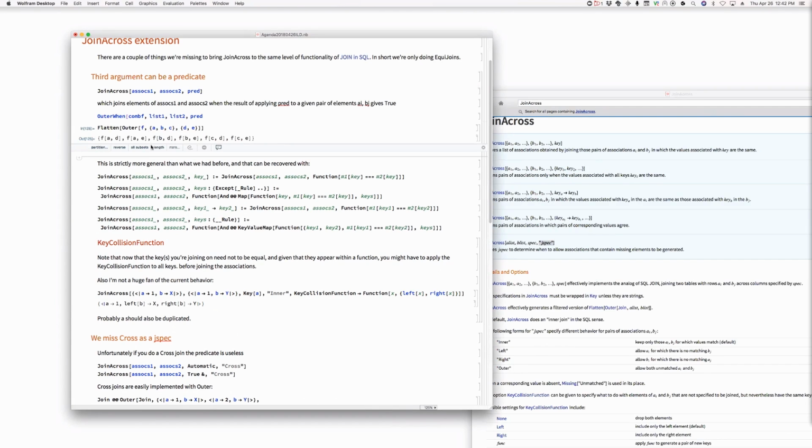Okay. But the main point is that this is doing something where there's a predicate deciding what goes into that list. Yes, I'm concerned about the cases in which for a given key in list one, there will be several in list two that give true. What's going to happen then? It's not a question of a key. It's not a question of a key.